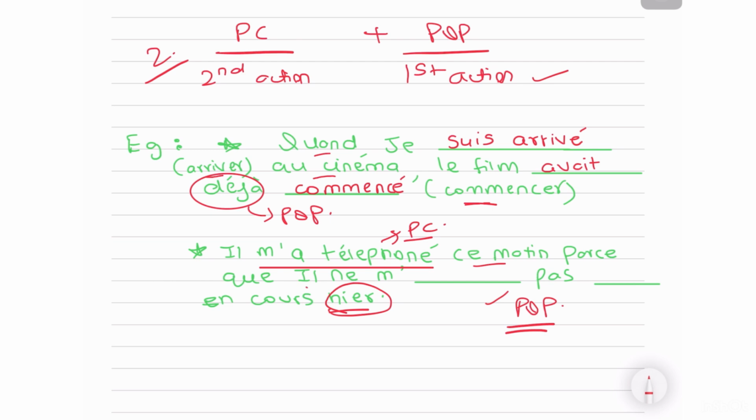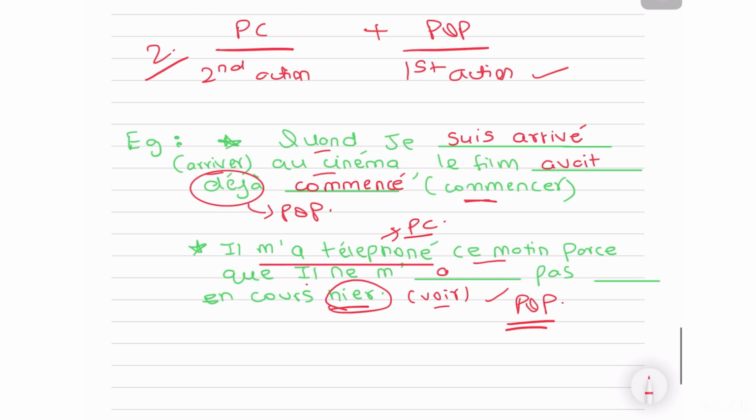So with il, I will conjugate. It will be done with avoir. So with il, it becomes avait. And then voir is an exception, so it becomes vu. This is exactly how you do mixed tenses when plus-que-parfait is present. You will have two actions. First action, plus-que-parfait. Second action, passé composé.